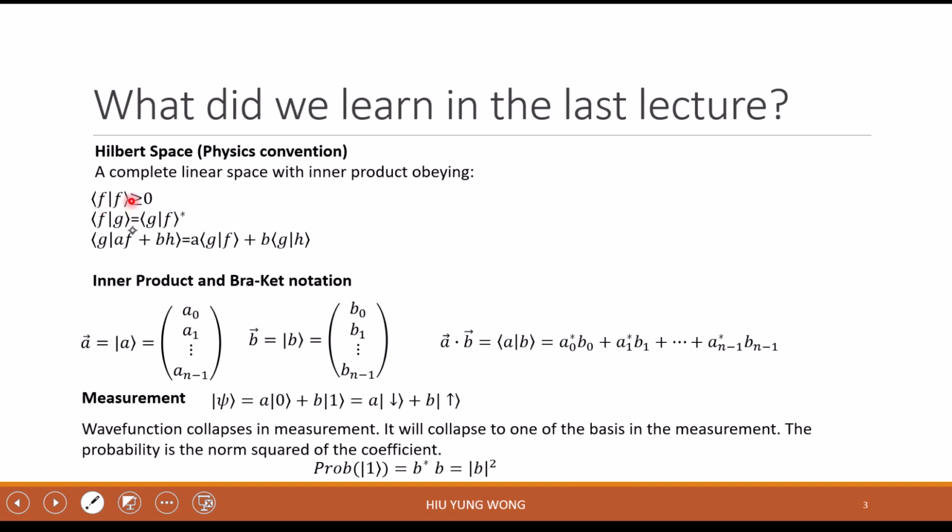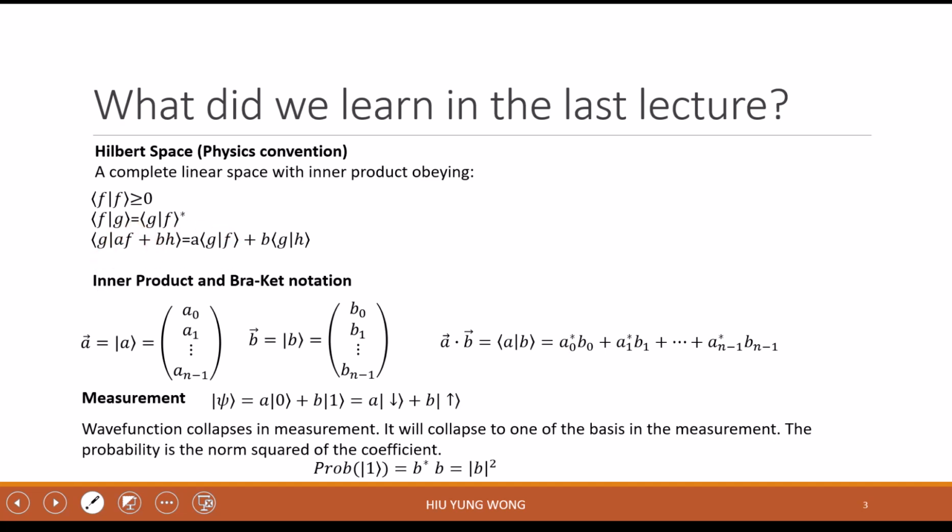We have 3 criteria for inner product. It needs to be positive length. So F inner product with itself must be positive. It obeys this: F inner product with G, you get a scalar, and that is equal to the complex conjugate of G inner product with F. We also have this distribution rule, right?